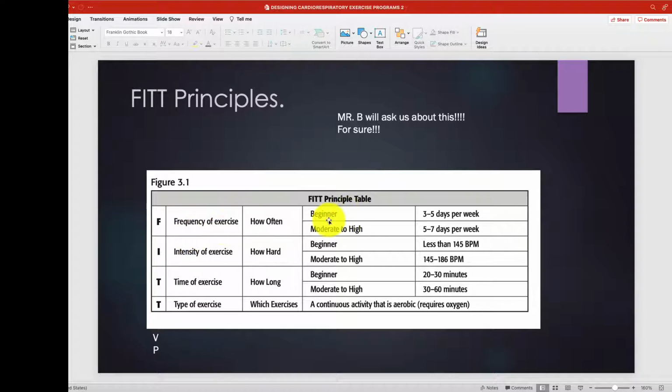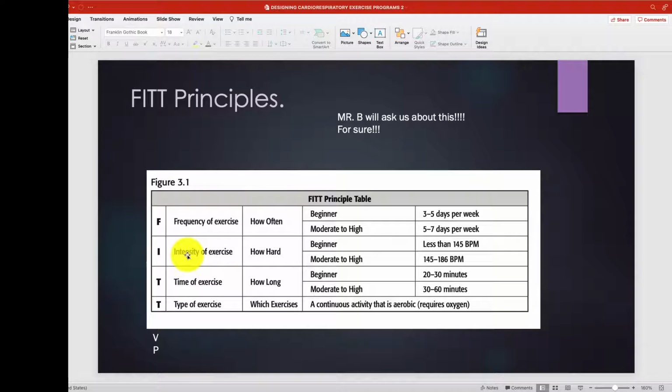So you can see here that I'm just giving you a flavor of what's coming down the pipe and some things to start thinking about. If I tell you I want you to work with somebody that's a beginner, well, you can look at some of these beginner phases here. A beginner would be 3 to 5 days a week, right? This is ACSM. This is nothing new to you. Intensity of the exercise would be less than 145 beats per minute. So you can use heart rate. We can also use heart rate reserve. We could also use VO2 reserve. I'll explain that to you guys in a little bit. We could also use METs, right? We can use all these indicators here to determine what the intensity is going to be.